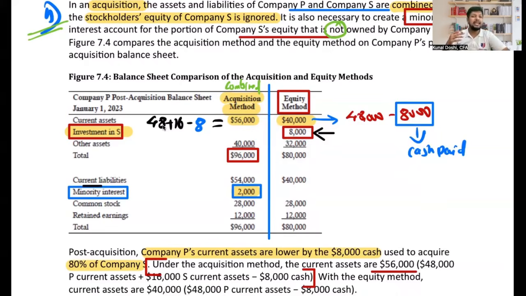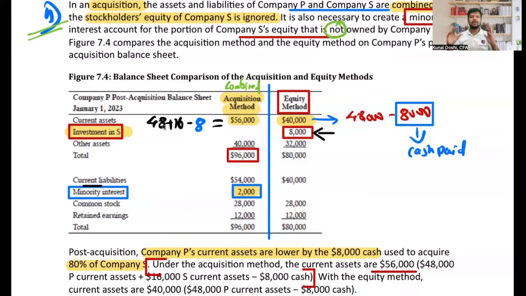So naturally, where will the balance sheet values be higher? Under which method? All the balance sheet values will be higher under the acquisition method, right? In equity method, there is only one line item adjusted extra. Also, second thing, the question that you need to focus on is that minority interest is visible in acquisition method. In equity, there is no minority interest. There is the investee account, which is your investment and proportionate share of earnings and dividend adjusted. That is what happens in equity accounting.